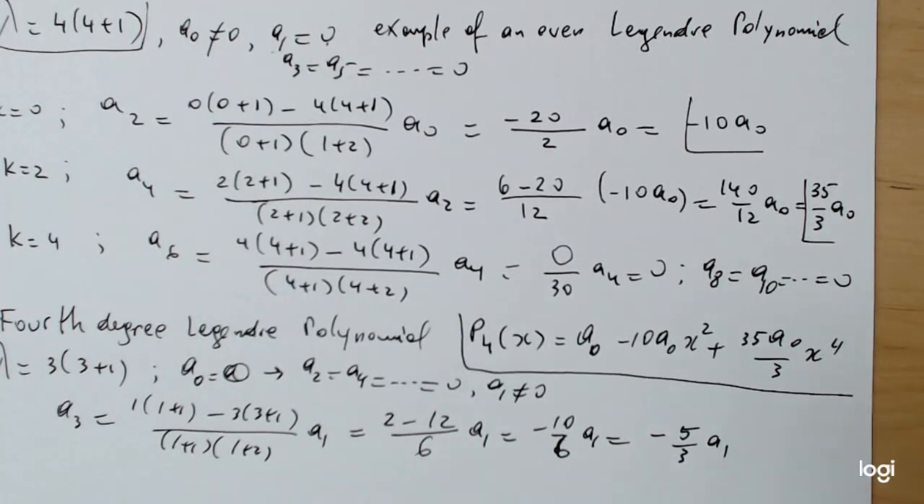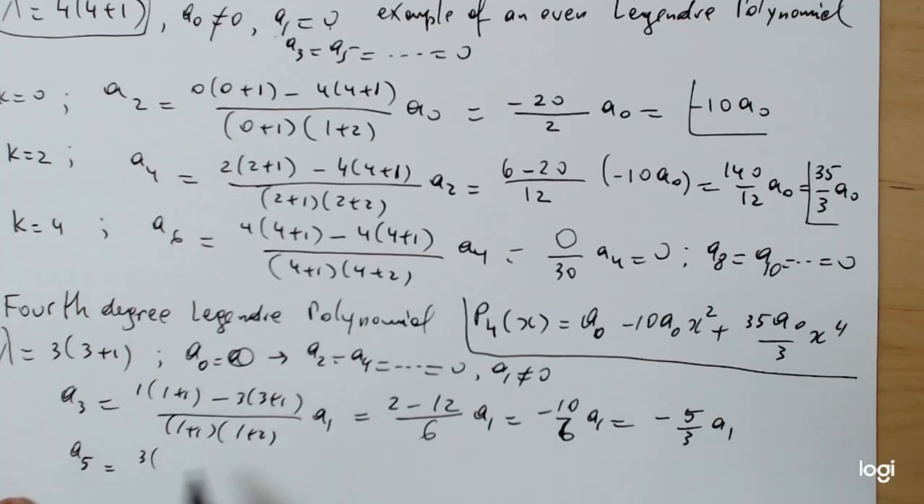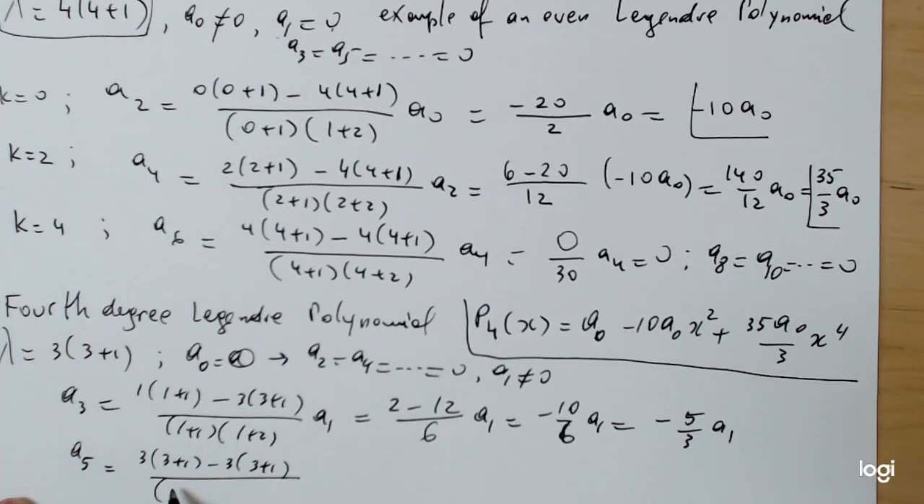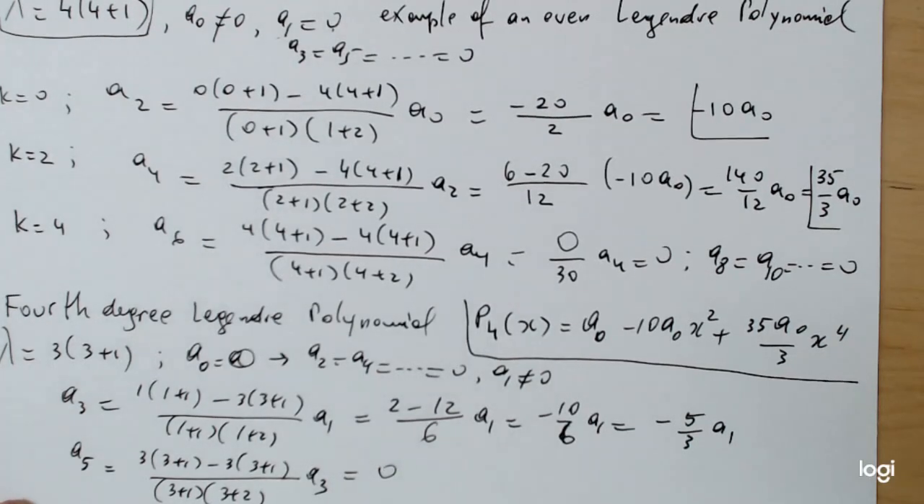And the next one will be 0, because notice A5, when we go back to the recursion, now k is equal to 3. It was 1 previously, now k is equal to 3. So on the top, I reach 0. And A5 and the rest of them will be 0 as well.